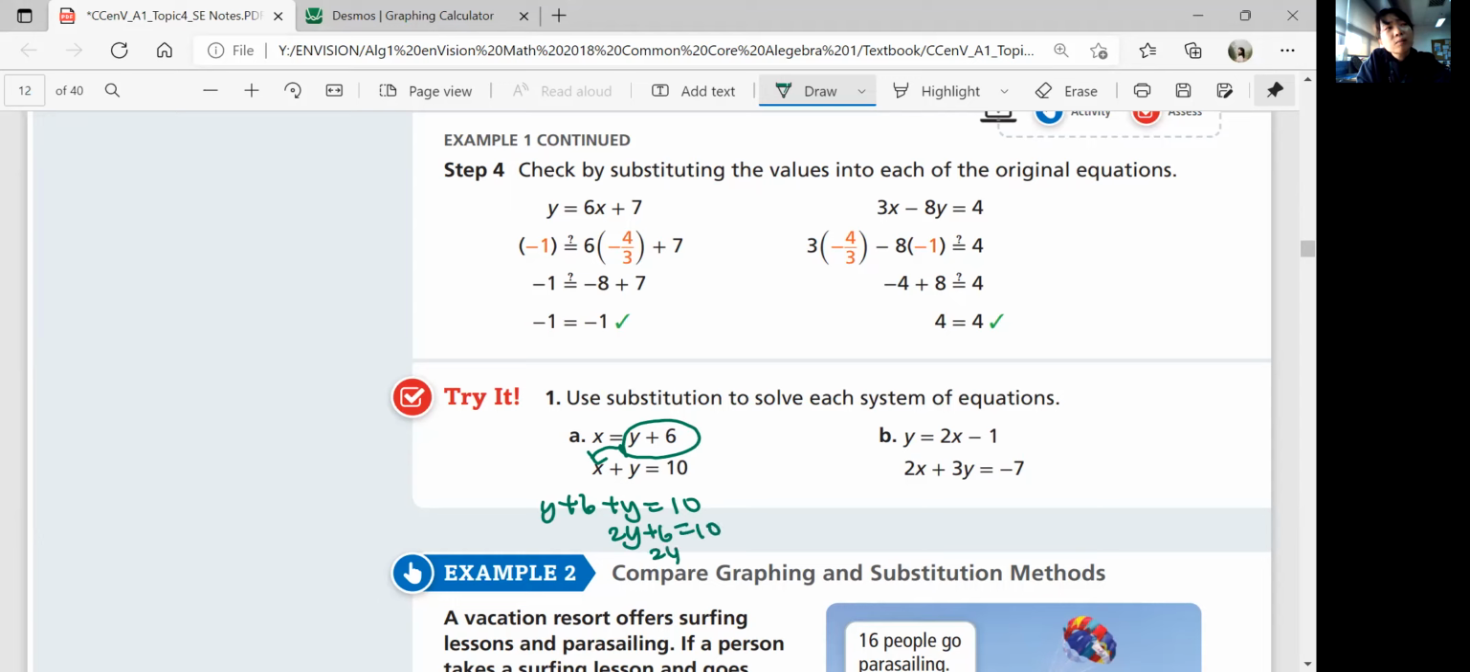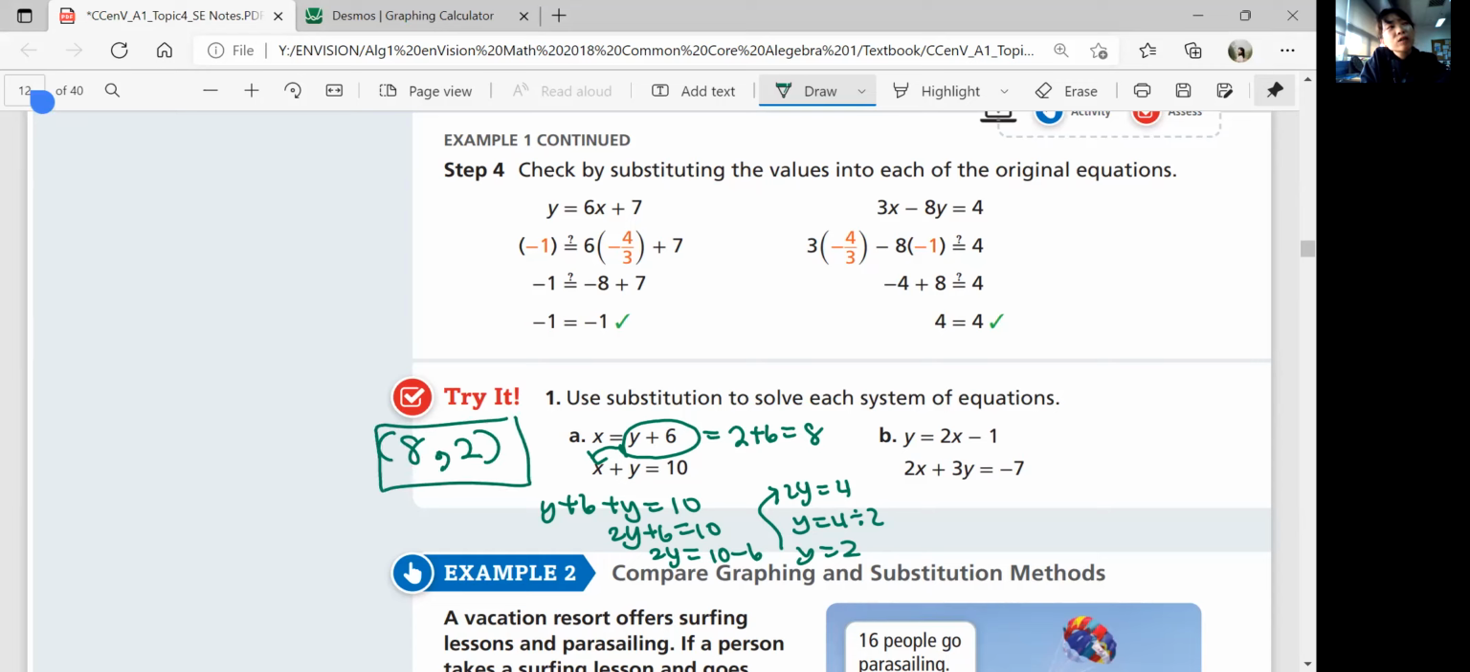You subtract 6 on both sides. 10 minus 6 is 4. So you have 2y is equal to 4. Divide both sides by 2. 4 divided by 2 is 2. You only have y, you're not done. Substitute your y is equal to 2 back into your first equation. 2 plus 6 is x, and that's 8. So your solution is 8, 2.